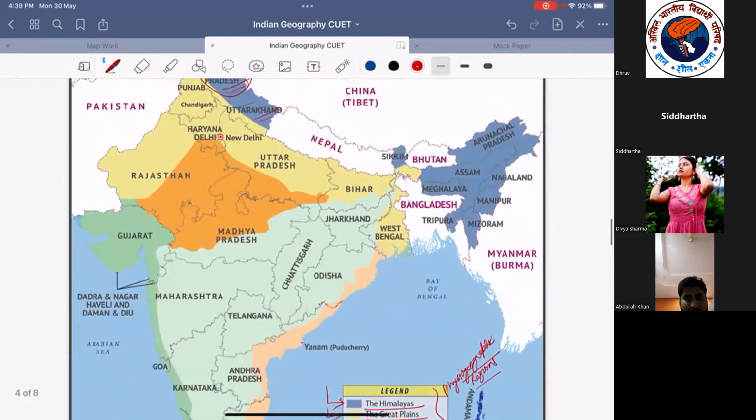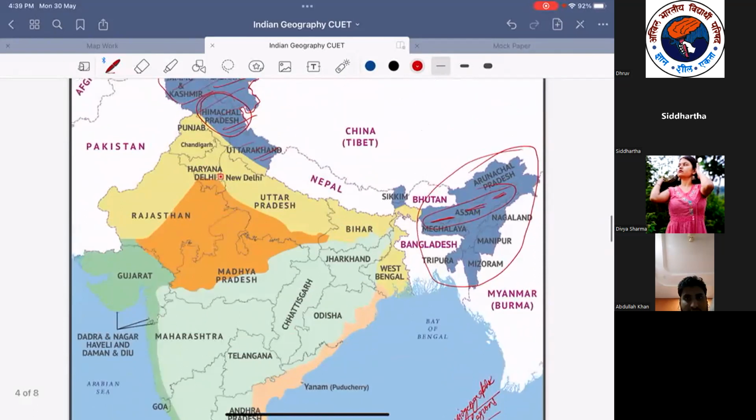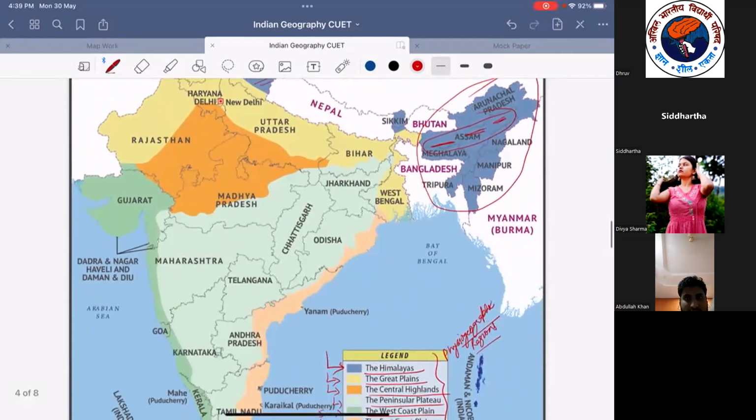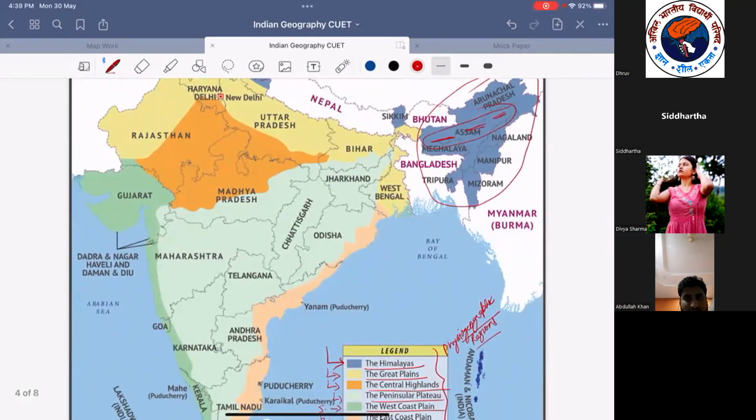Then the North Eastern states, it is very famous. Garo Khasia hill is here only, and this area is mostly covered, 99% covered, with the Himalayas.